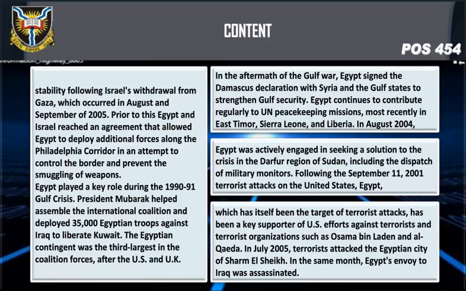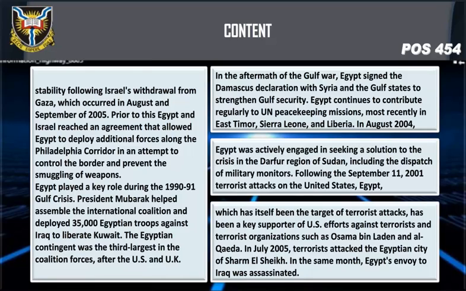Egypt played a key role during the 1990-91 Gulf crisis. President Mubarak helped assemble the international coalition and deployed 35,000 troops against Iraq to liberate Kuwait. The Egyptian contingent was the third largest in the coalition forces after the US and UK. In the aftermath of the Gulf War, Egypt signed the Damascus Declaration with Syria and the Gulf states to strengthen Gulf security. Egypt continues to contribute regularly to UN peacemaking missions, most recently in East Timor, Sierra Leone, and Liberia.